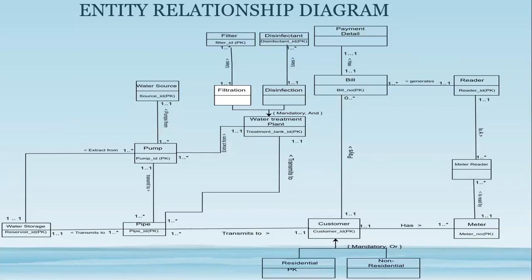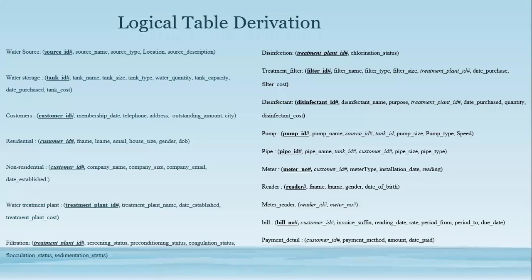Then we have a payment detail that is associated with exactly one bill. And a reader generates one or more bills. And then one or more readers can read one or more meters. That brought about a many-to-many relationship. So in order to correct that, we decomposed the table and came up with a new table called meter reader. The meter reader is a decomposed table from the reader and the meter.